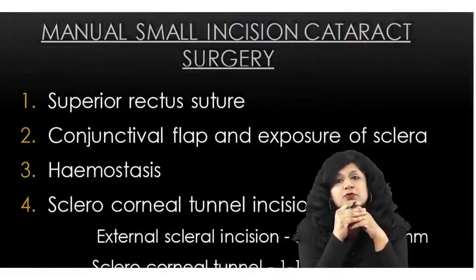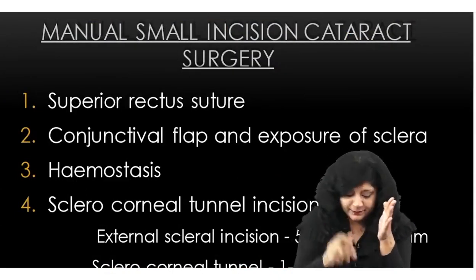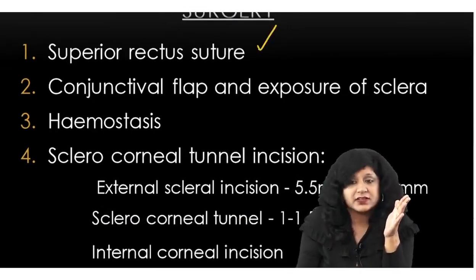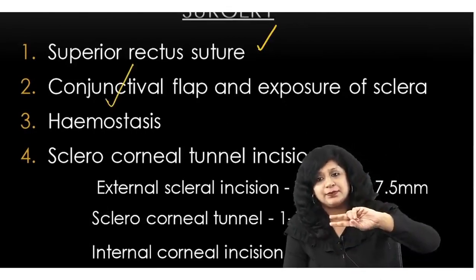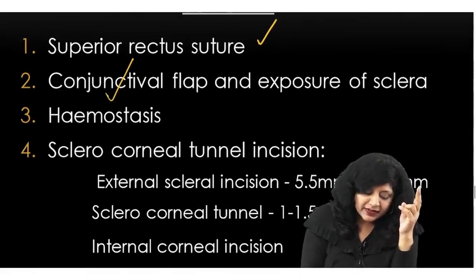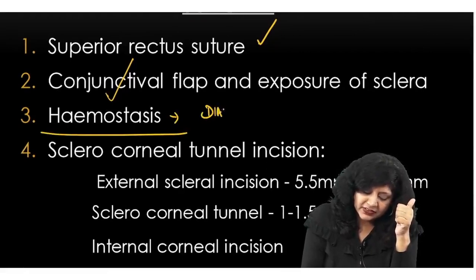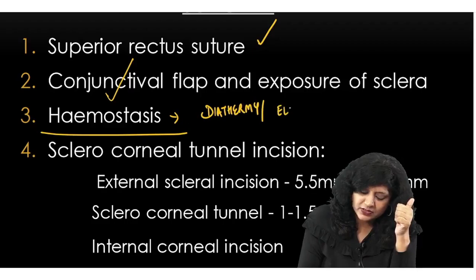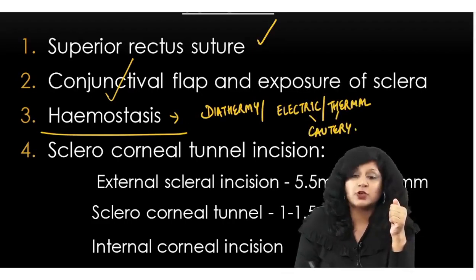Now I will be talking about the manual SICS. Now some of the basic steps will be same here, like I will be giving the superior rectus bridle suture, same I will be using the fornix based conjunctival flap, okay. Then I have to maintain the hemostasis also. For this I use the diathermy, or I can use the electric or the thermal cautery.